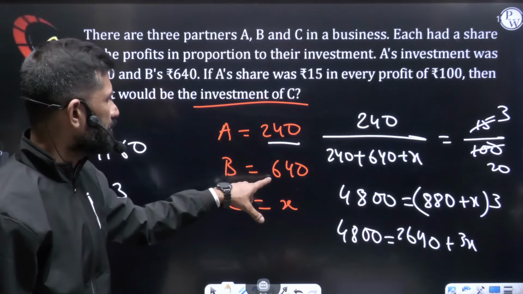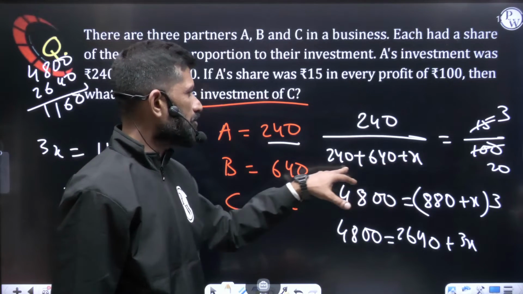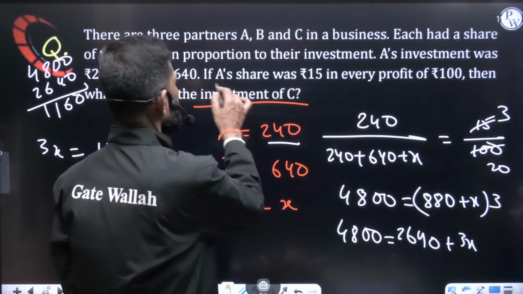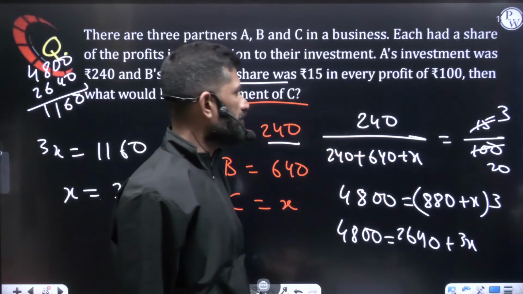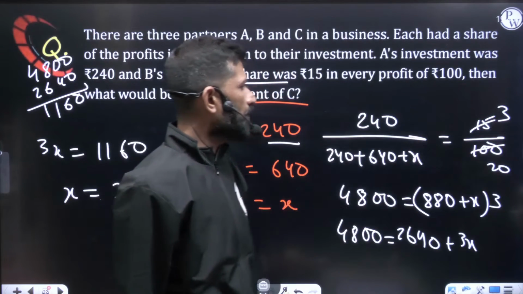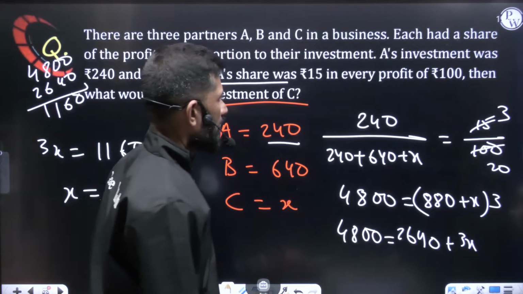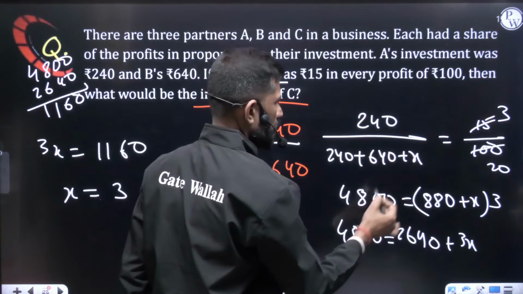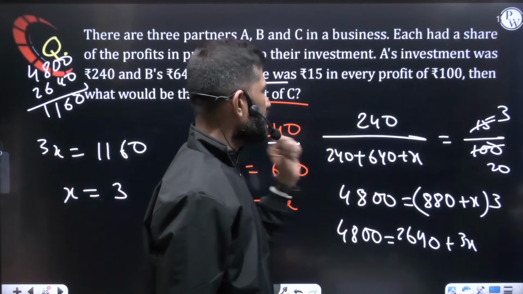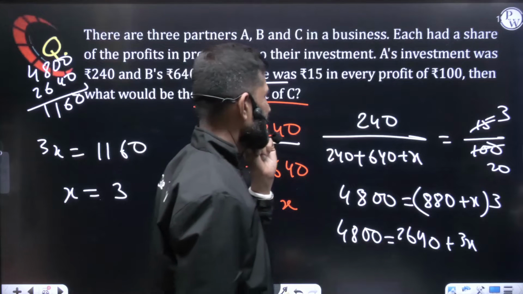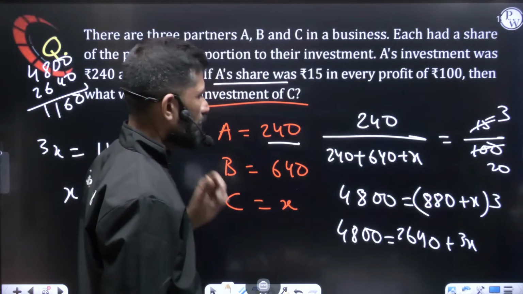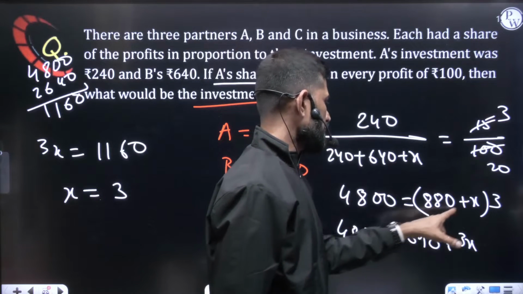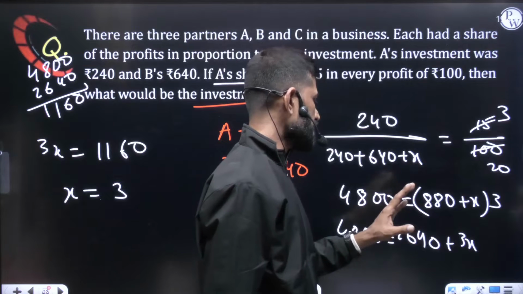A's investment 240, B's investment 640, C's investment X. This is the total investment. Out of that, A will get 240. Out of 100, A will be getting, it is clearly given, A's share will be 15. So this is 15. 5 3s are 15, 5 20s are 100. So sorting this out, 2 2s are 4, so this is 4 8 and 2 zeros, equal to 240 plus 640 is 880 into 3 plus X into 3. Yes, 4800 is equal to 3X.